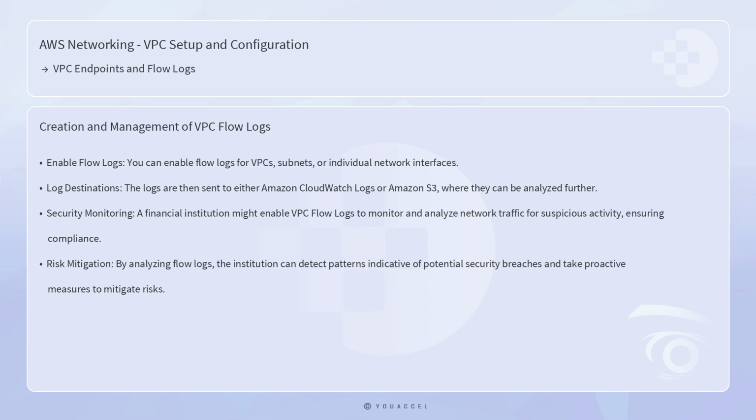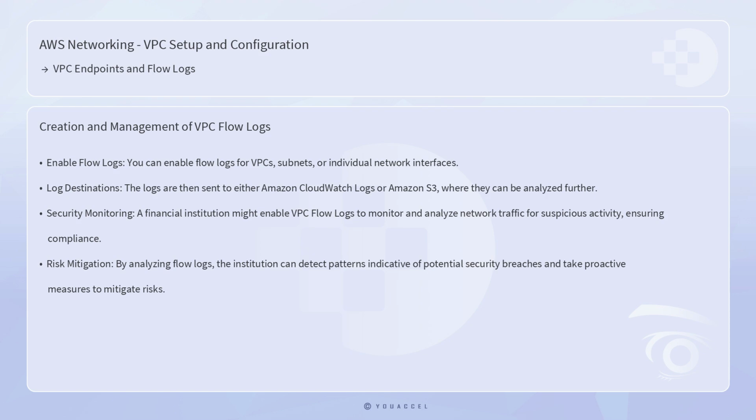The creation and management of VPC flow logs are straightforward. You can enable flow logs for VPCs, subnets, or individual network interfaces. The logs are then sent to either Amazon CloudWatch Logs or Amazon S3, where they can be analyzed further. For instance, a financial institution might enable VPC flow logs to monitor and analyze network traffic for suspicious activity, ensuring compliance with stringent regulatory requirements. By analyzing flow logs, the institution can detect patterns indicative of potential security breaches and take proactive measures to mitigate risks.